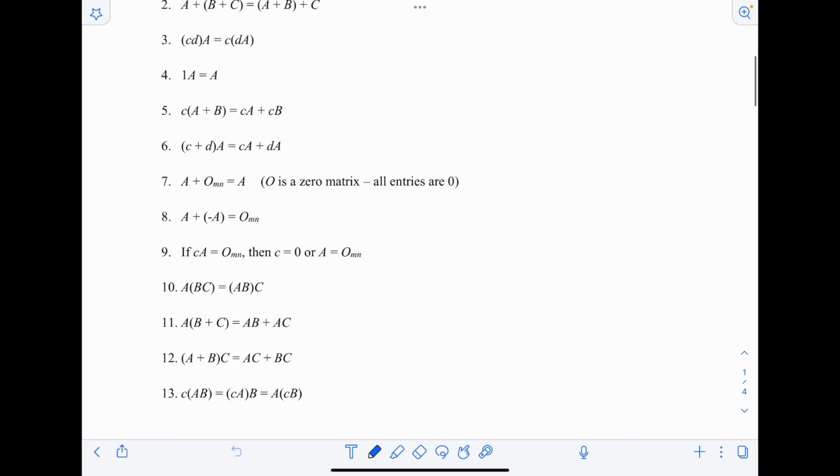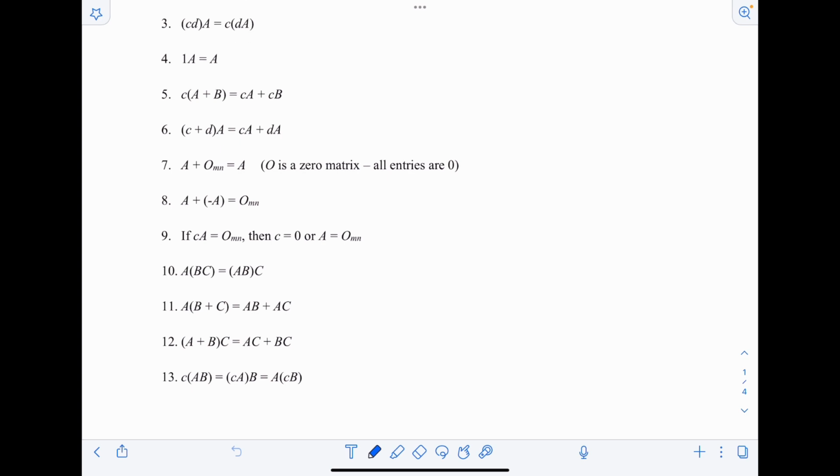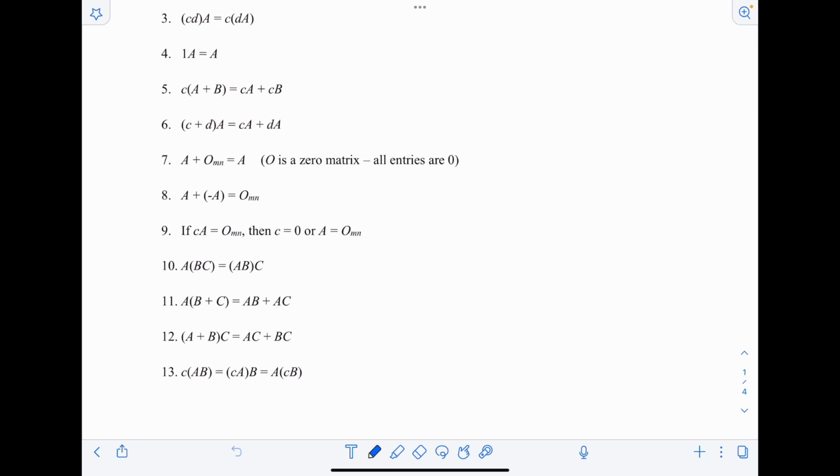In number 7, 8, and 9, we do introduce this idea of what's called a zero matrix. And a zero matrix is exactly that. It's a matrix where all of the entries are zero. So it makes sense that if I take a matrix and add a bunch of zeros to it, I'm just going to get that same matrix back in number 7. Number 8, if I add a matrix and its exact opposite, where all the entries are the exact opposite values, I'm going to get a zero matrix back. And so on. So again, just be aware that these exist. I'm not expecting you to memorize these or anything, but just know that these are here.